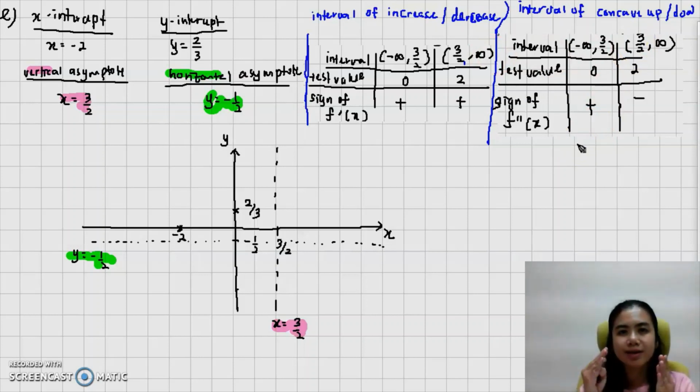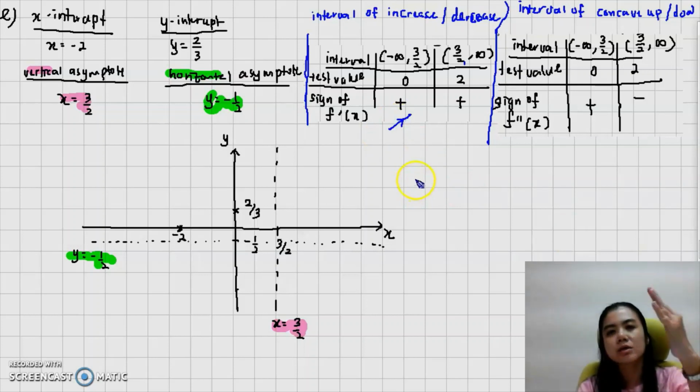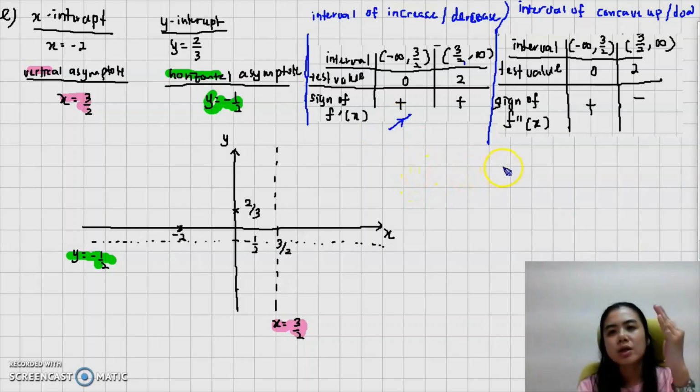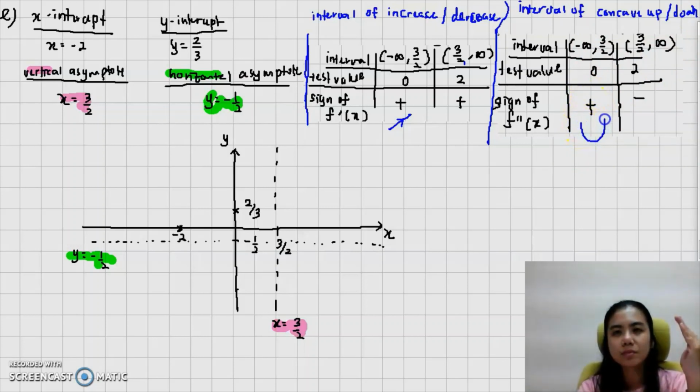Let's just look at the interval of increase or decrease first. So look at the table first. For this interval, it says that you're going to have a curve that is increasing, going up. The value of y is always increasing. Then you have to join the information that you got from the table of concave up and down. You will get it from here. So this is a plus sign, which means that you have a curve of concave up.